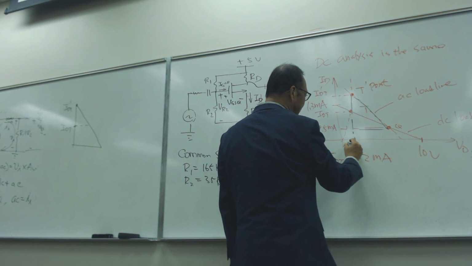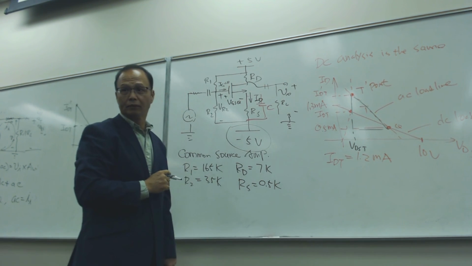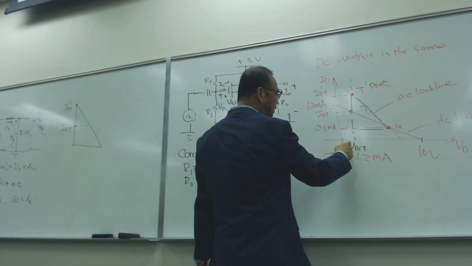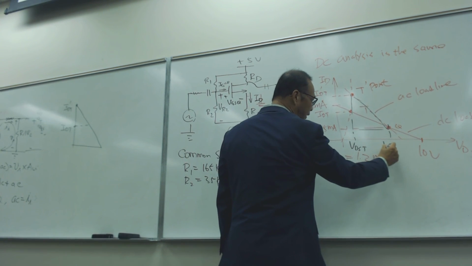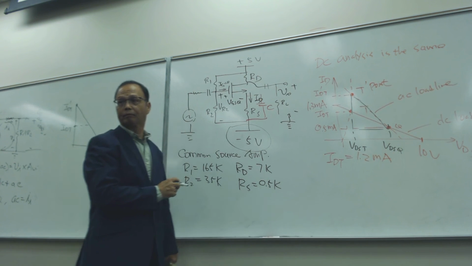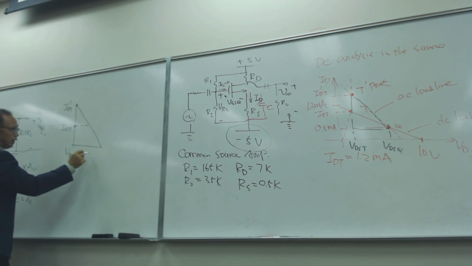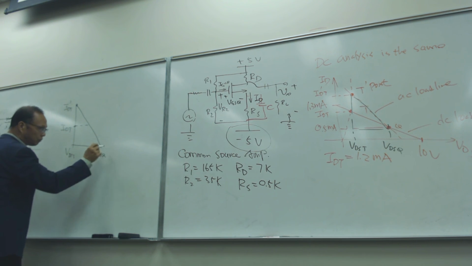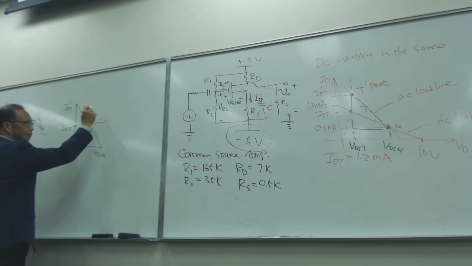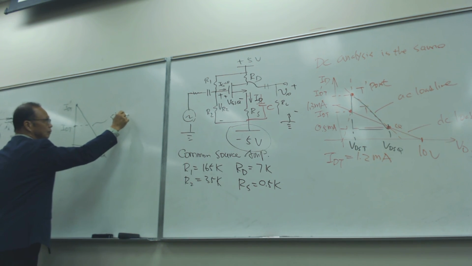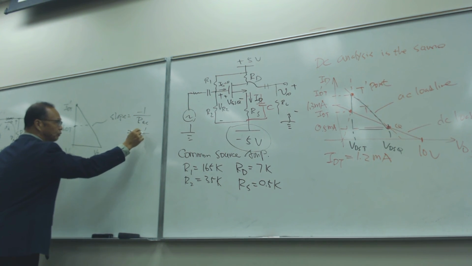That is what? VDST, correct? So the base goes from VDST to where? What is this? VDSQ, correct? So therefore this is VDST, this is VDSQ. Okay, what's the slope? Minus 1 over RAC, which is minus 1 over 7K.